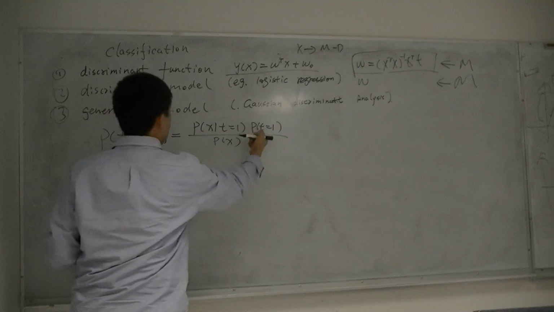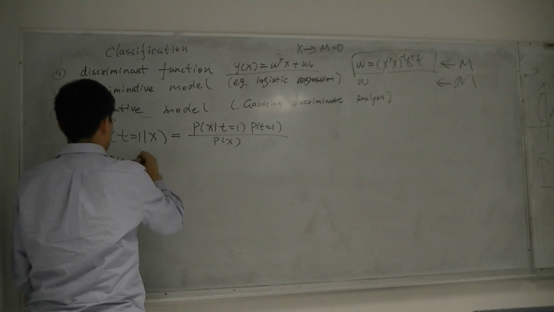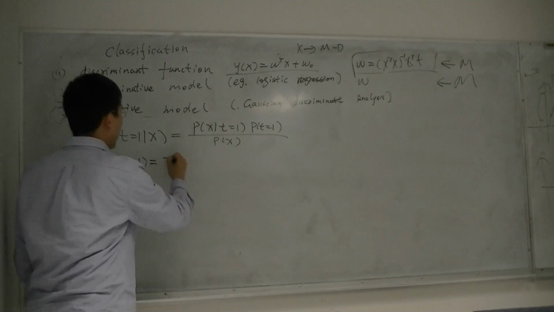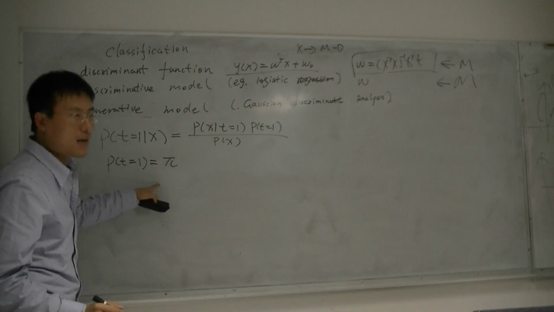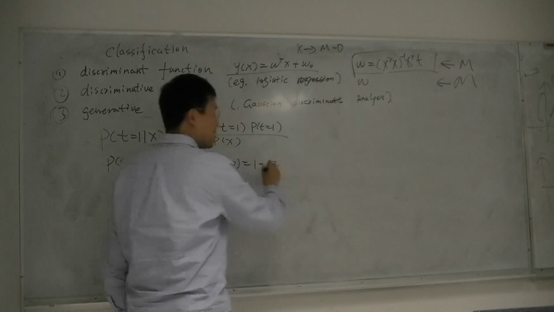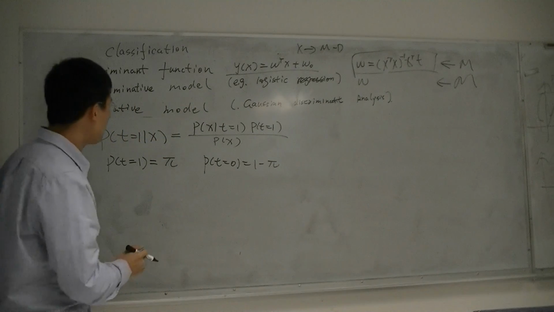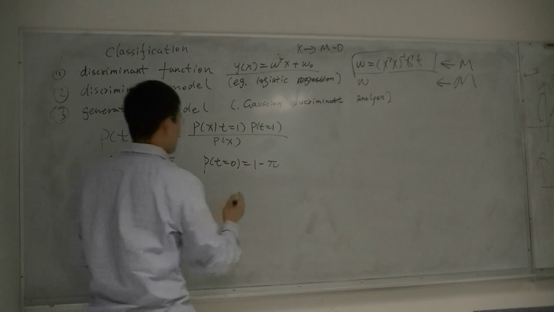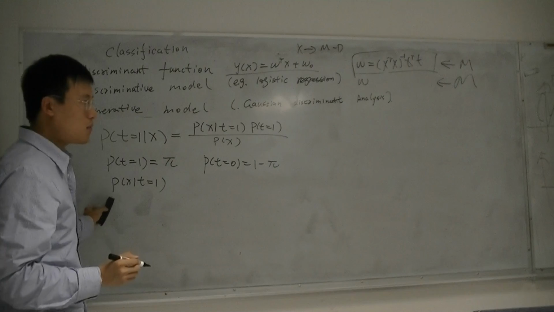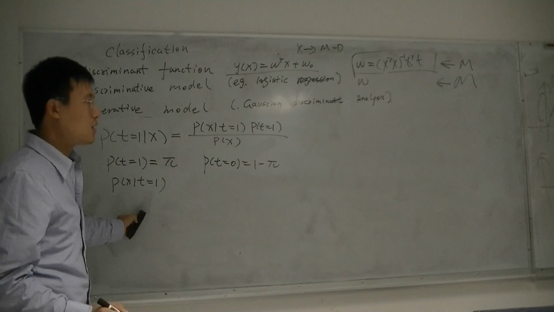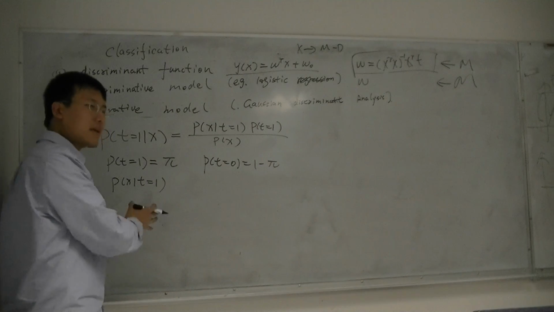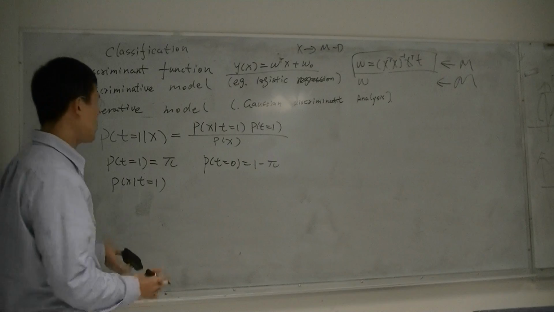So let me show you what this is. Suppose the probability of t equal to 1 is equal to pi. We use a latent variable pi here. And the probability of t equal to 0 is 1 minus pi, since we consider a binary classification. In this case, we suppose the likelihood function satisfies a Gaussian distribution. You can use a different distribution, like Poisson or something, but you should give a distribution to model your problem.